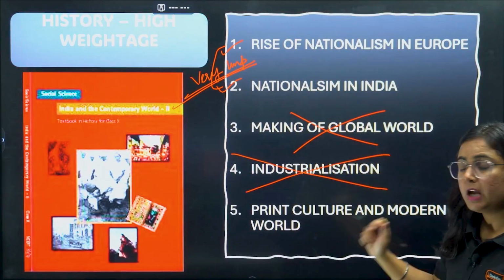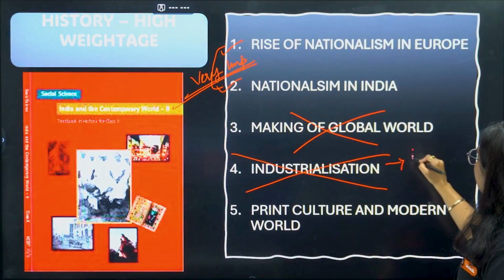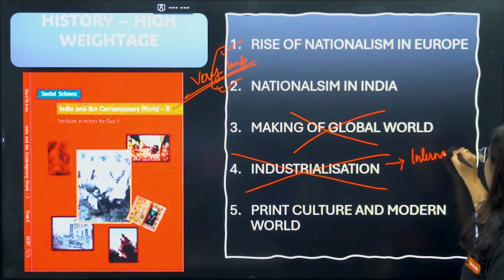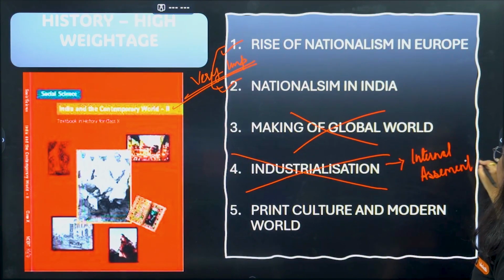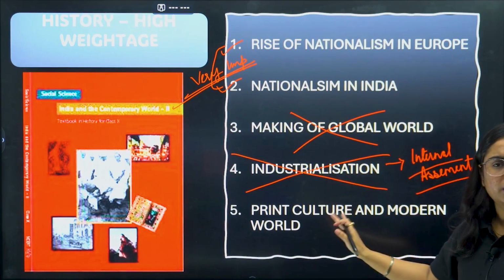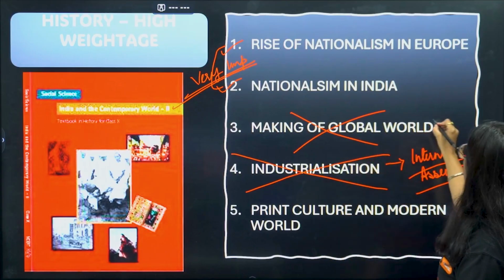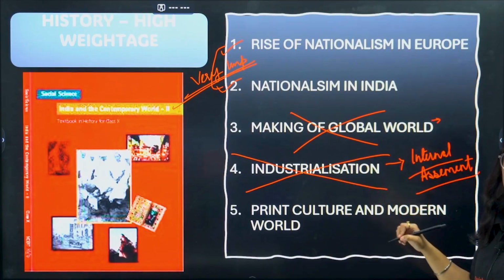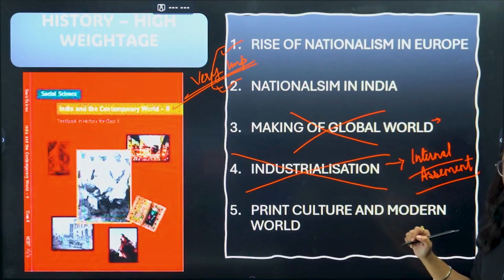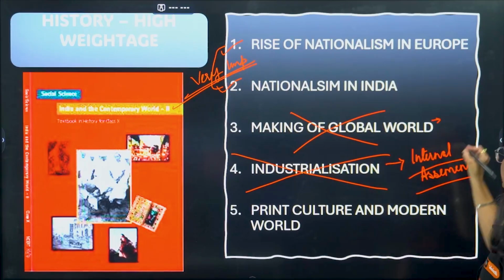Why, ma'am? Because industrialization is only for internal assessment. That will not come in your final exam. Cancel this chapter. In this making of the global world, only 3 topics are coming, again 2 very short, 4 to 5 pages of NCERT, which you will complete in just 30 minutes.